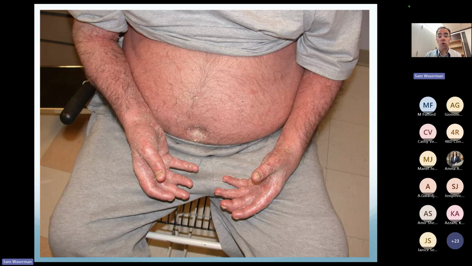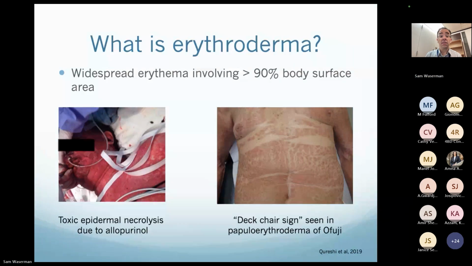So this is what we see here, and this is not his whole body. He really only allowed me to take 1 picture, so that was it. But even here, we can appreciate the rather diffuse erythema and scale, and you'll be seeing more in the coming slides.